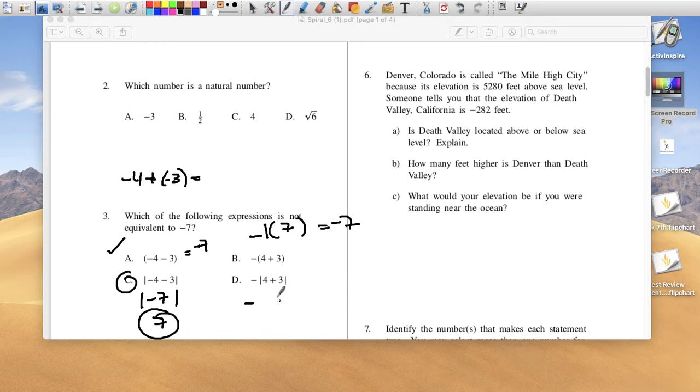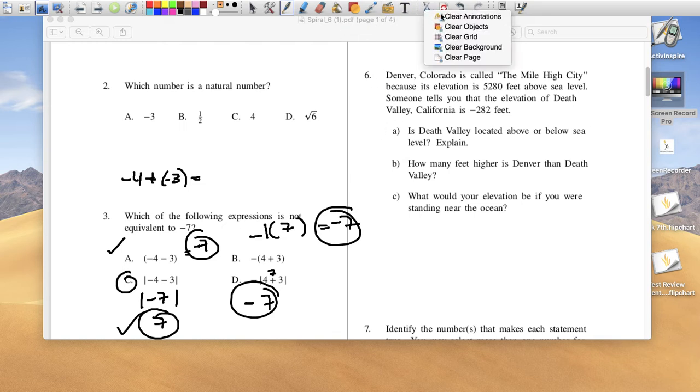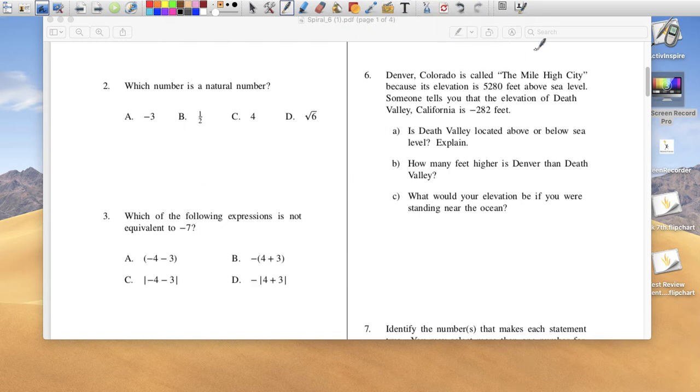There's a minus sign on the outside of the absolute value. So let's do 4 plus 3 inside. 4 plus 3 inside is 7, right? And what's the absolute value of 7? 7. And now that we attach the minus sign, that also becomes -7. So this is -7, -7, and -7. This is the only one that is a 7. So A was correct.